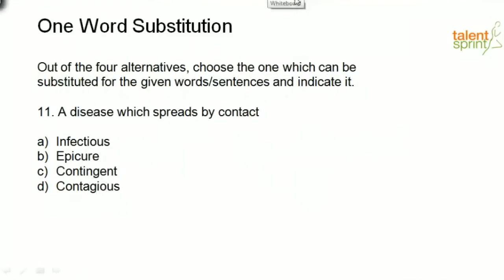So let's look at our next one, a disease which spreads by contact. What are our options? Infectious, epicure, contingent, and contagious. So, anybody wants to give it a try?